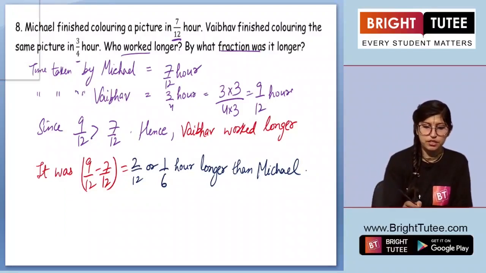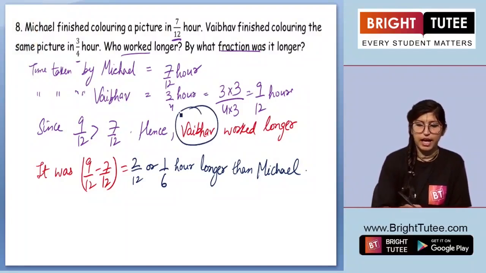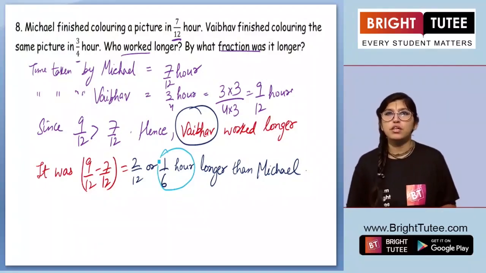The first one is that Weber worked longer, and the second one is that 1 by 6 hour is the fraction by which it was longer.